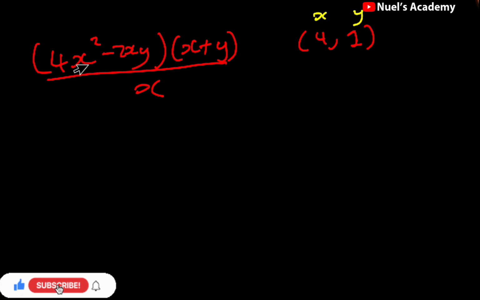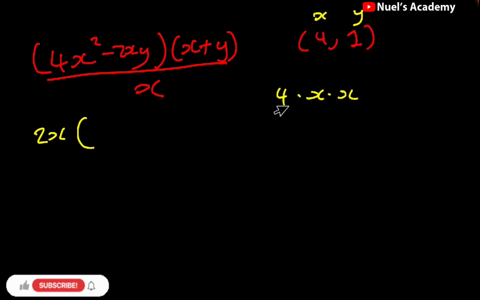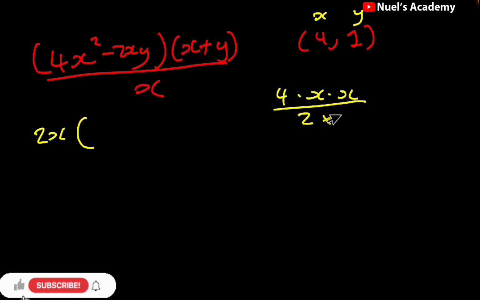So 2x is common here, right? Yeah, 2x is common here. So 4x squared divided by 2x. So 4 times x divided by 2 times x. This and this will cancel. 2 divided by 2 is 1, 4 divided by 2 is 2.